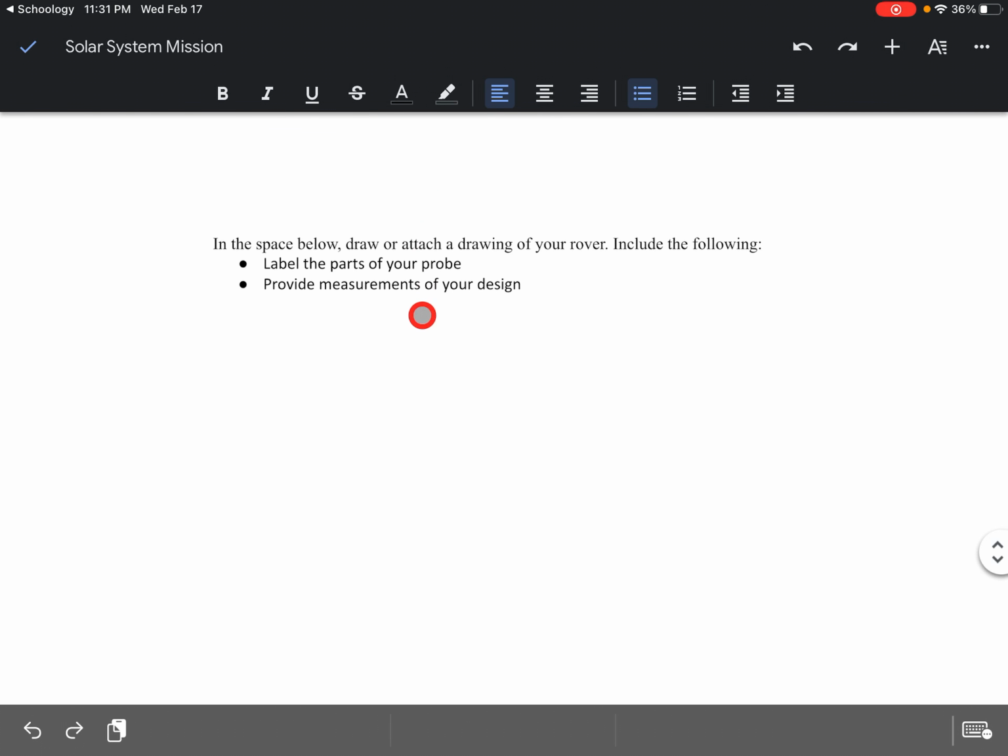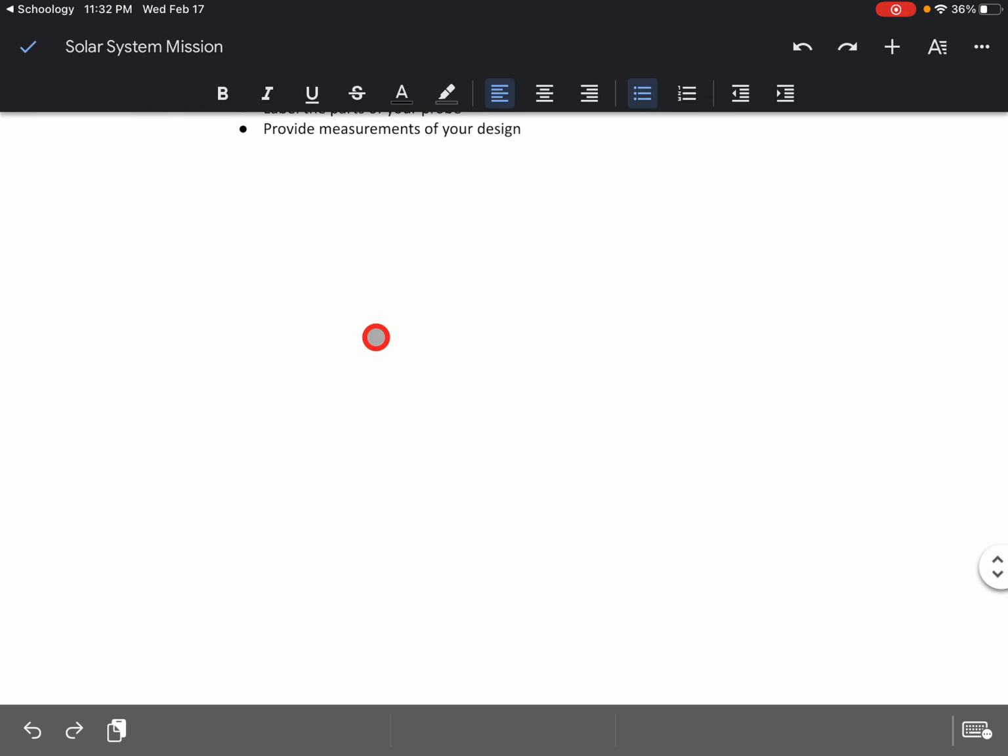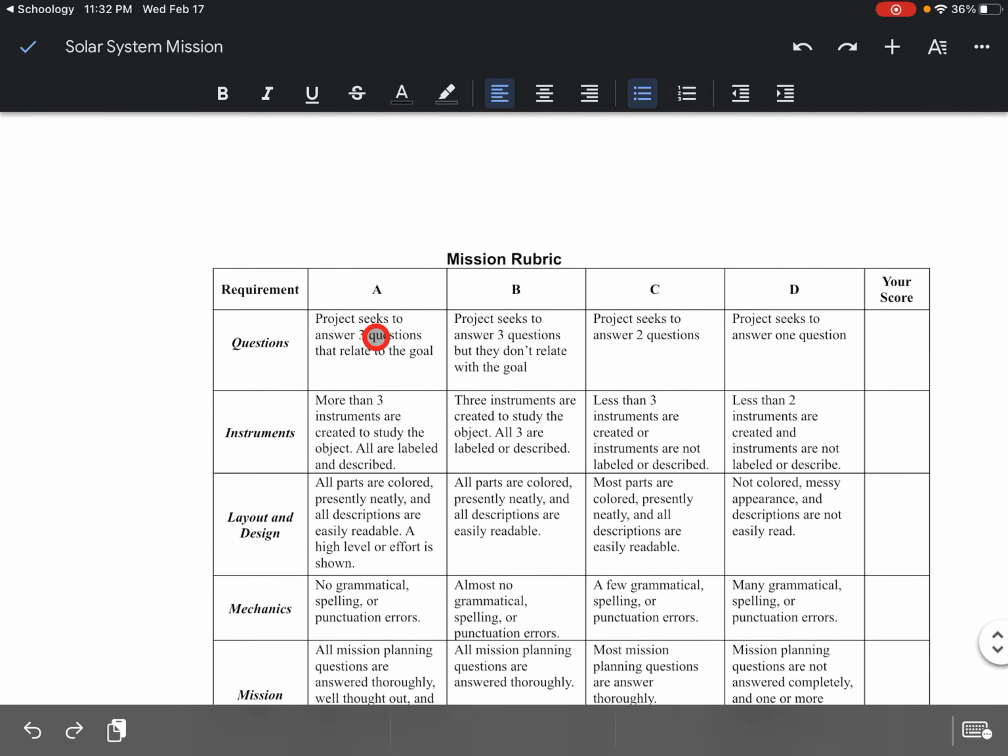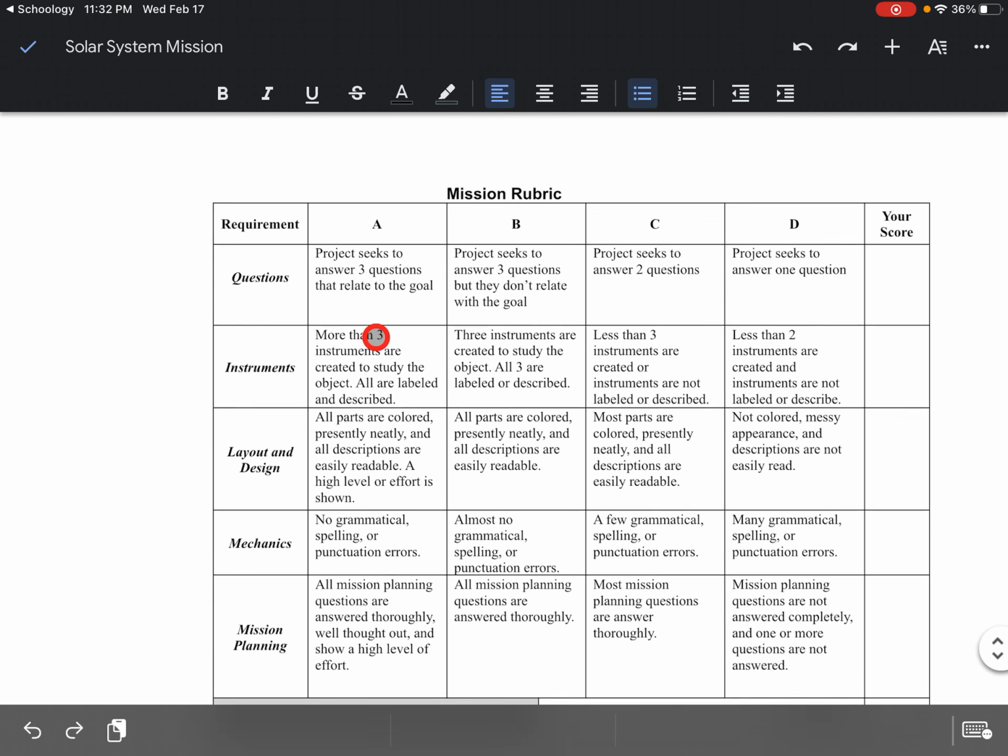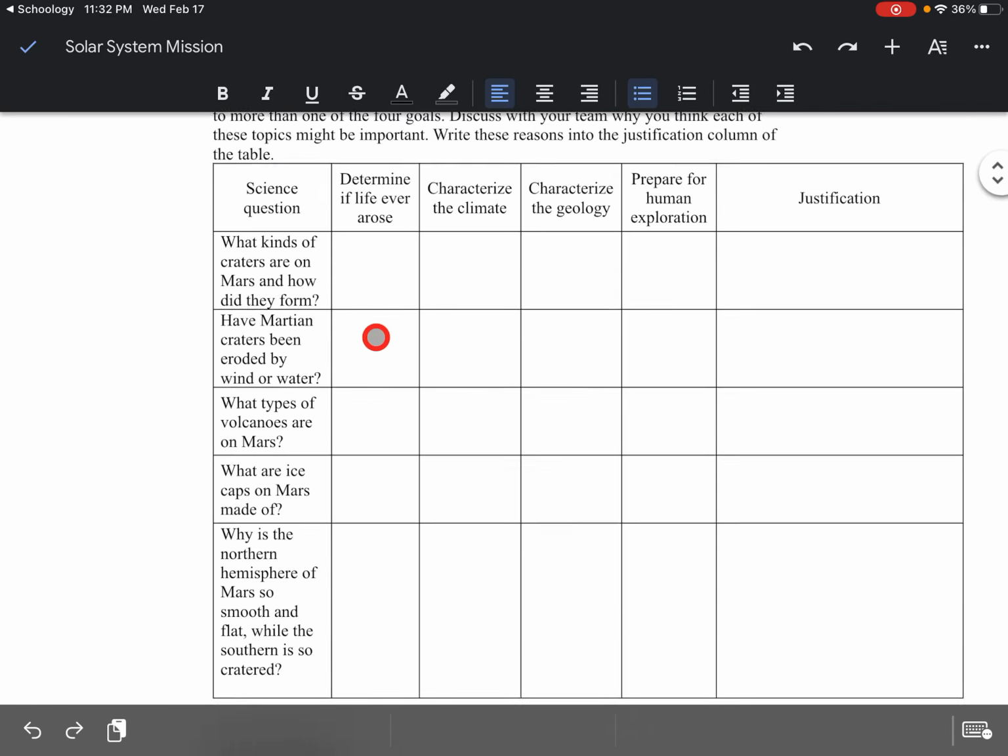And then this last section here is just your drawing. So you could take a picture, you could draw on a piece of paper, but your drawing should be labeled. It should tell me how big your design is going to be, measurements for how big you think your design is, and then label all of the parts for it. Colors would be good. You could draw it on Notability if you want. You could draw it on a piece of paper and take a picture. It doesn't matter for me. And then down here is the rubric, just the things that I'm looking for. So that's basically what you're doing.